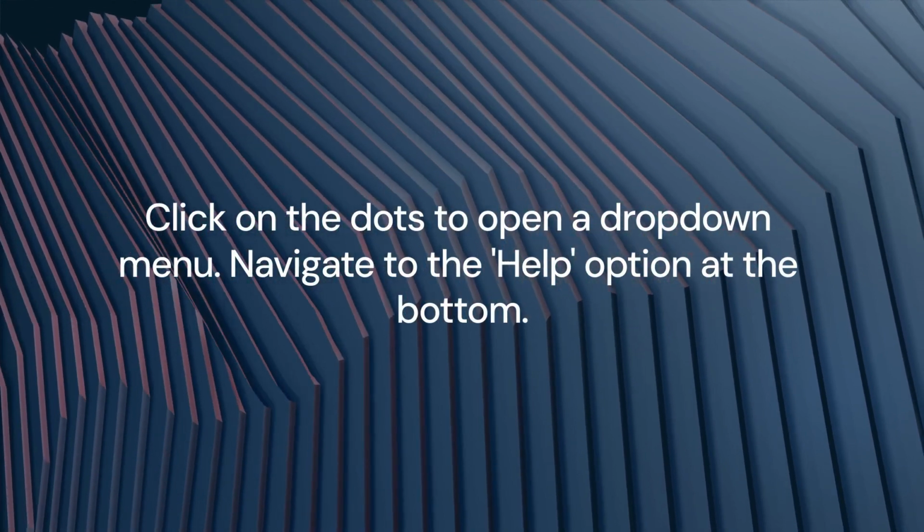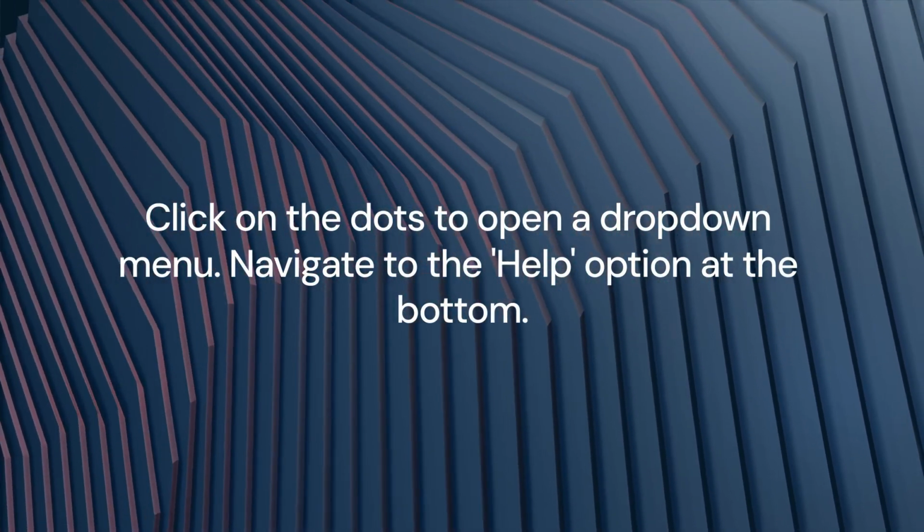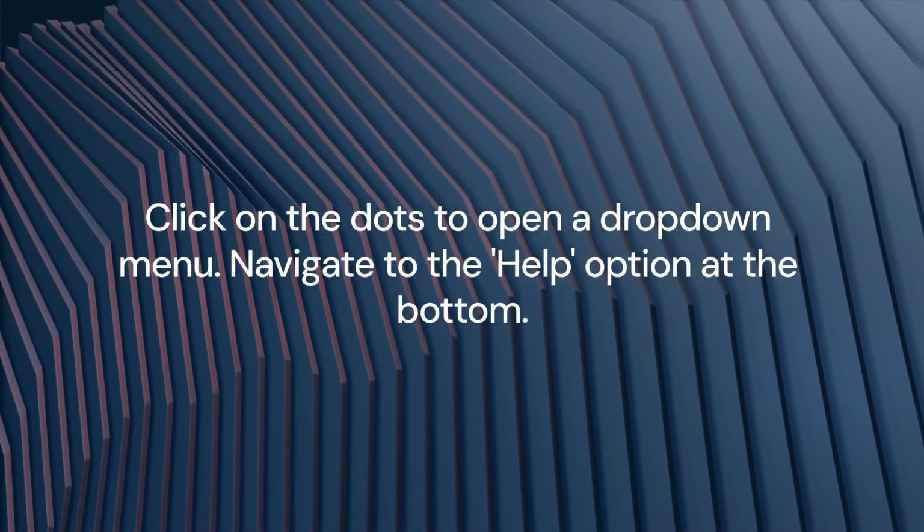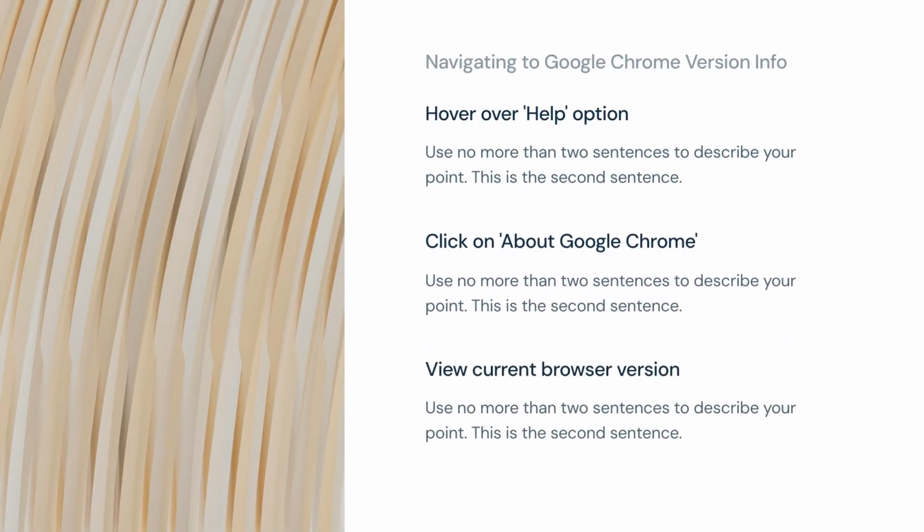You'll want to navigate down to the Help option, which is near the bottom of this list. Hover over the Help option and another menu will pop out to the side. Click on About Google Chrome. This is where you can see the current version of your browser.